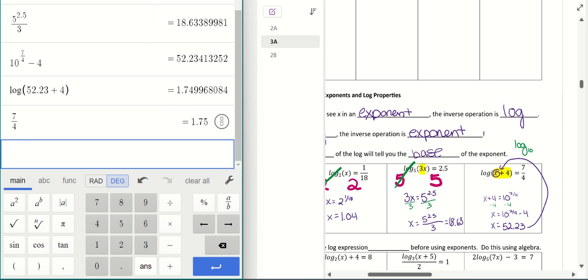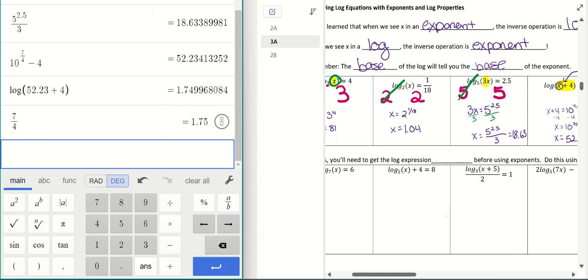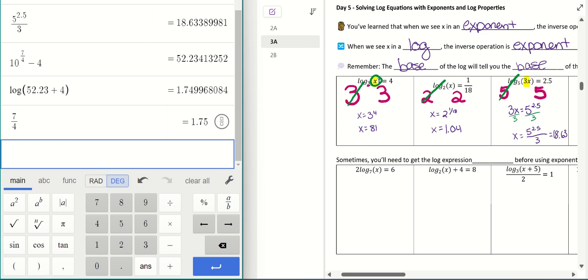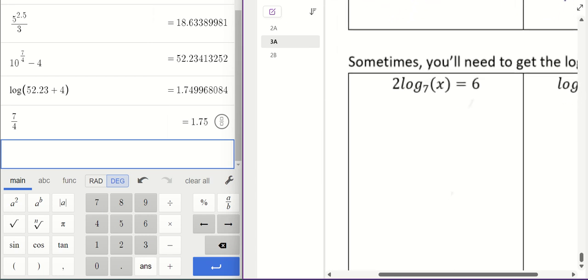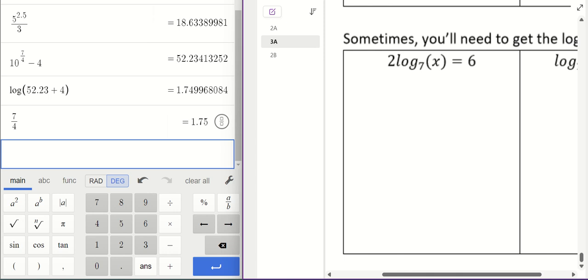Now, sometimes you're going to have to get the log expression alone before you can use exponents. What that means is if you see an example like this, you can't start by getting rid of the log because it's not the outermost operation. Remember, you're unwrapping a present. You got to take off the bow before you can take off the wrapping paper.